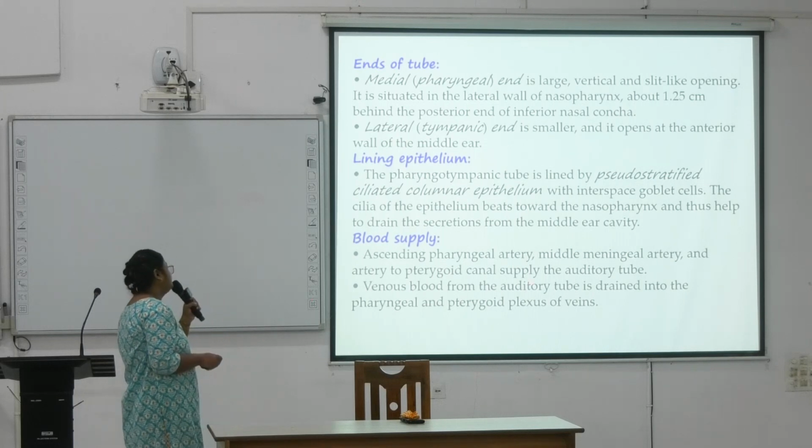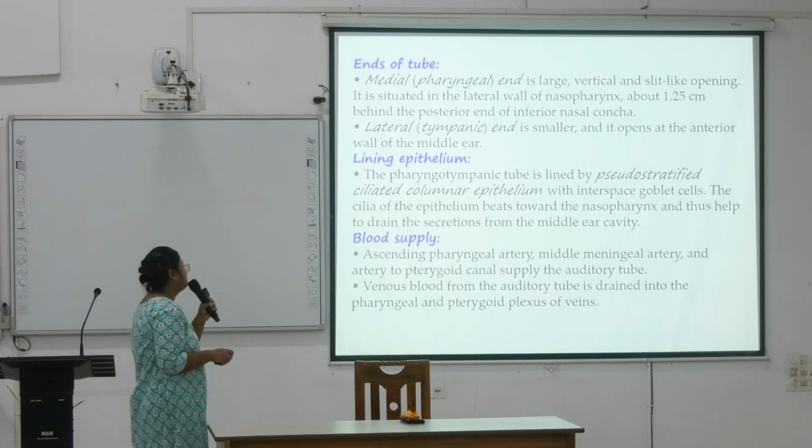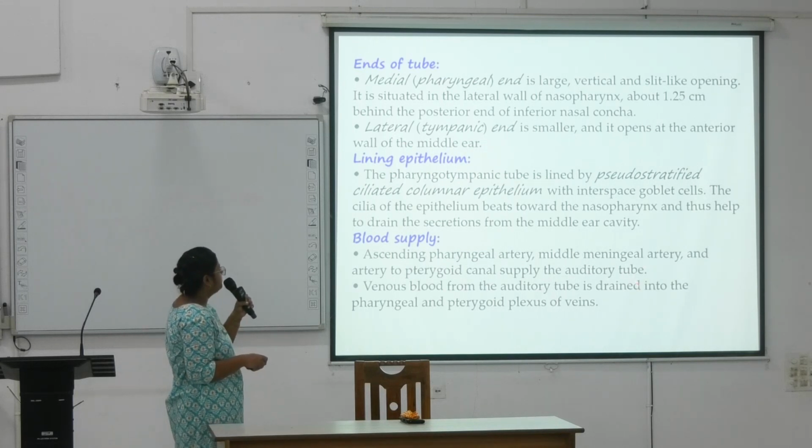Blood supply is by ascending pharyngeal artery, middle meningeal artery and artery to pterygoid canal, which supply the auditory tube. Next is venous blood from the auditory tube is drained into the pharyngeal and pterygoid plexus of veins. So this is blood supply.